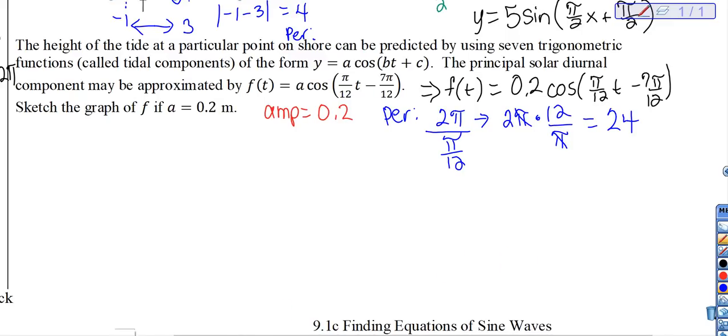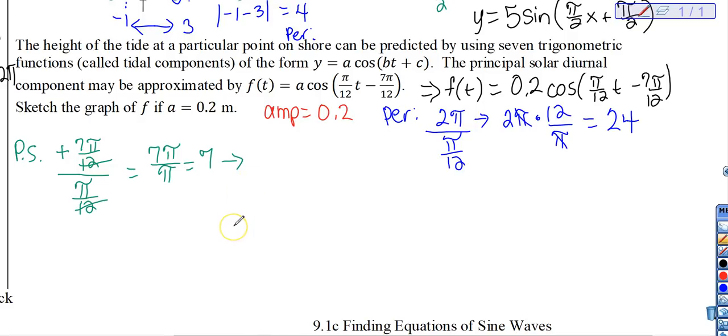So I'm going to quickly do that, grabbing up my green pen here. I'll work it over here. My phase shift is the opposite of C. So that would be a positive 7 pi over 12 divided by B, which is 11 pi over 12. And that creates a complex fraction, but what's nice is the denominators match, so we can cancel those. And 7 pi over pi is 7. So it's a phase shift of push the graph right 7 hours. Basically, that's what's happening. Okay?